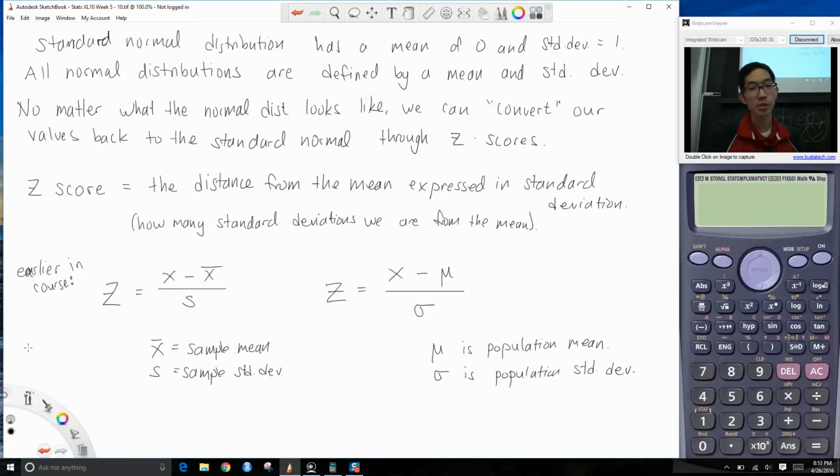Okay. So, I mean, we're finding z-scores the same way. Subtract off the mean to get the distance. You're going to divide that distance by the size of the standard deviation. Okay? It's just symbols change. The idea is exactly the same. All right, is this okay?